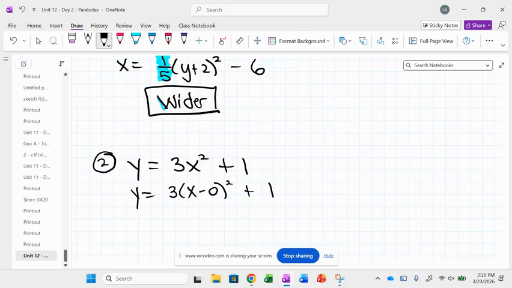So now I'm not asking to graph this. I'm not even asking for the length of the latus rectum. All I'm asking is this graph compared to its parent graph, wider or skinnier? This time, because our a is greater than 1, it's going to be skinnier. And that's it.